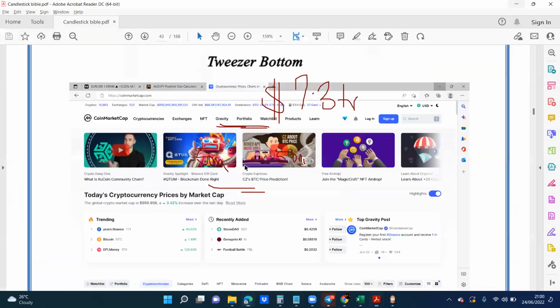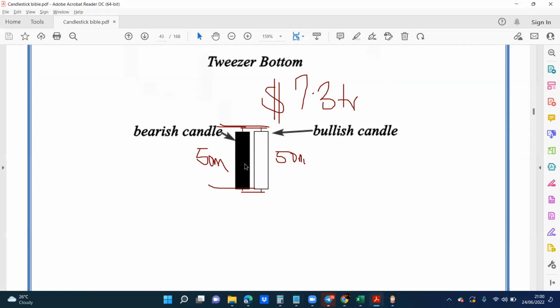Anyway, so if the Forex market is 7.3 trillion every day, what is $1,000?